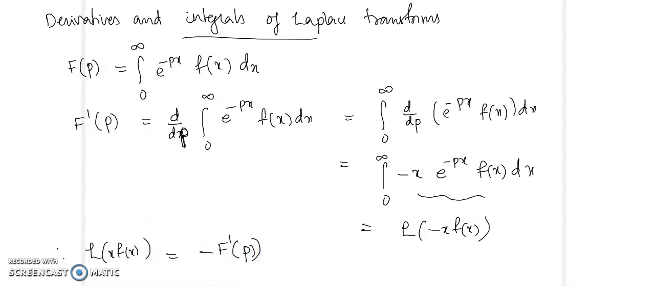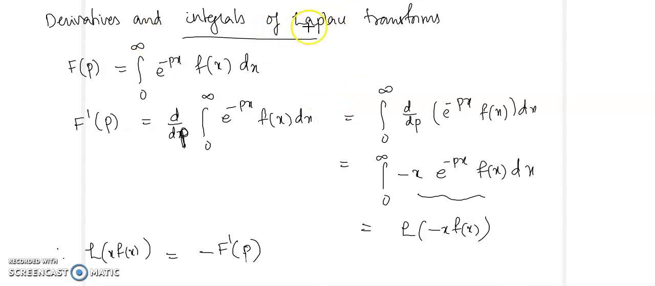Okay. So therefore, when you take the derivative of your Laplace transform F of p, minus F dash of p will be the Laplace transform of x into f of x. So if you have a function in the form x into f of x, and you find the Laplace transform of f of x, that is F of p, then minus F dash of p is going to be the Laplace transform of x into f of x.